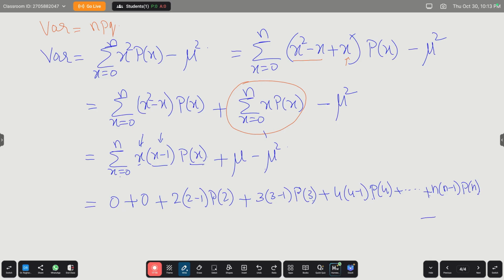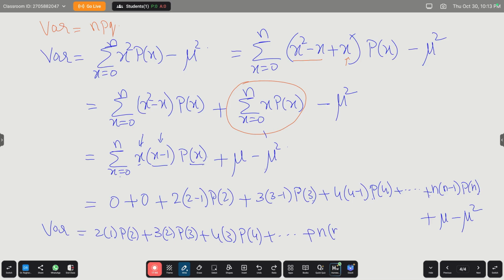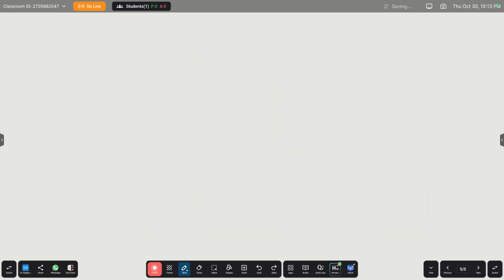And after all these steps, I'll just add mu and subtract mu square, plus mu minus mu square is there. So our variance is going to be 2 into 1 into p of 2, plus 3 into 2 into p of 3, plus 4 into 3 into p of 4, and so on, n into n minus 1 into p of n, plus mu minus mu square. Okay. So let me take it to the next slide.